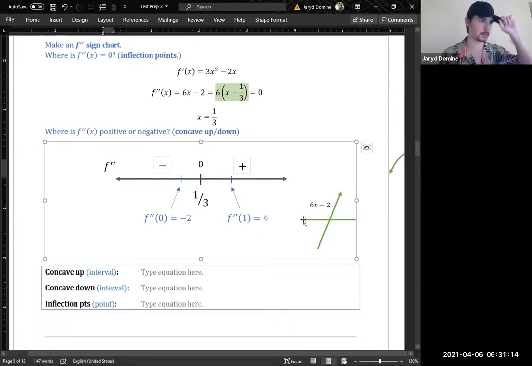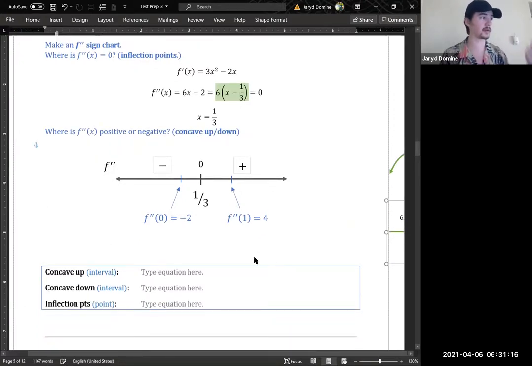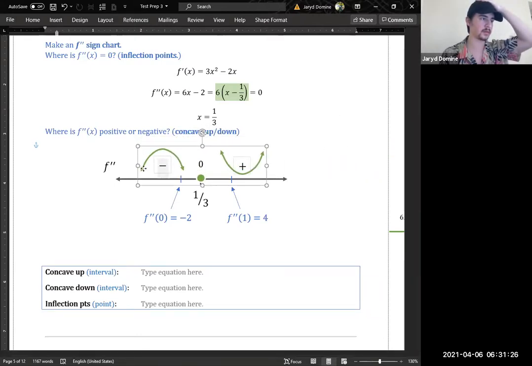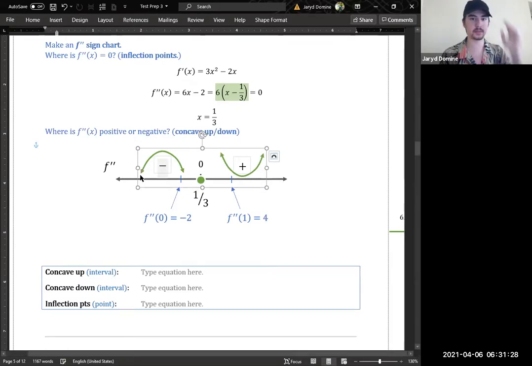All right. So let's do our intervals. Like I had, I'm going to draw another picture here. Negative means concave down. Positive means concave up. Right. So I'm going to just have these as a picture here. It's bending downwards on the left and it's bending upwards on the right.